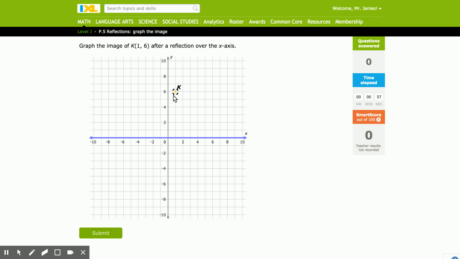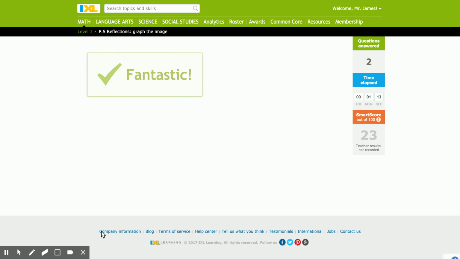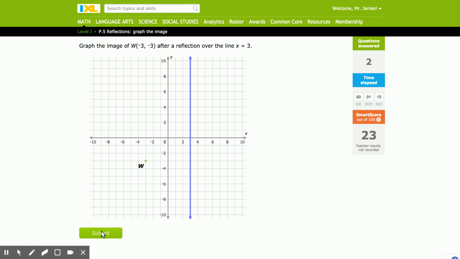So point K is here 6 spots away from the purple line. And K prime, its image, will be also 6 spots away, but in the other direction. Same idea here. Point K is 9 spots away from the x-axis, so point K prime will also be 9 away, but in, again, the opposite direction.